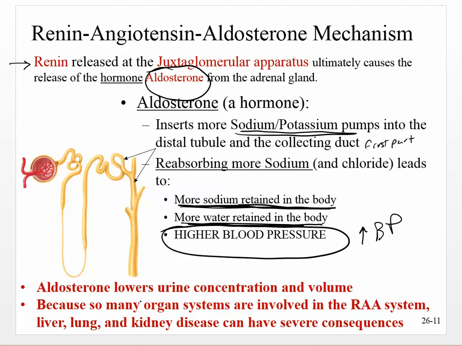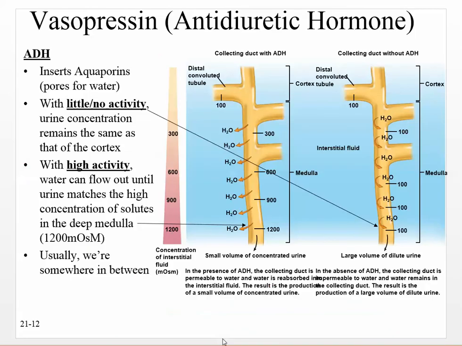Okay, so aldosterone lowers urine concentration and volume, and because so many organ systems are involved, remember we were talking about the liver, the lungs, the kidney, any kind of diseases, liver disease, lung disease, kidney disease, can severely impact your ability to control your blood pressure, because this is a major way that the body controls its own blood pressure.